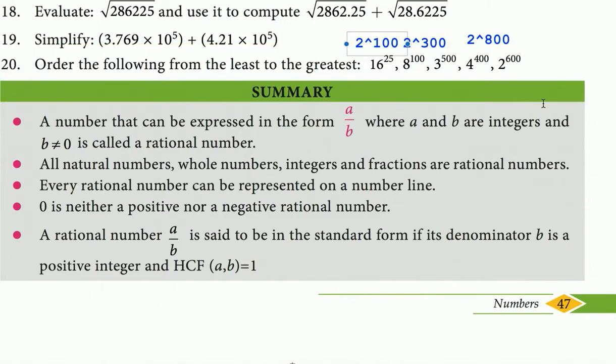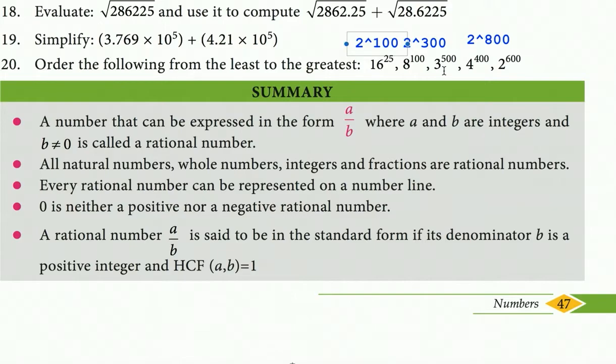With all the 2 powers, we can easily tell which one is greater and which one is lesser. 2 power 100 is less than everything. Then 2 power 300 will come, then 2 power 600 and then 2 power 800. What about 3 power 500? Where will it lie? Where will it stand?